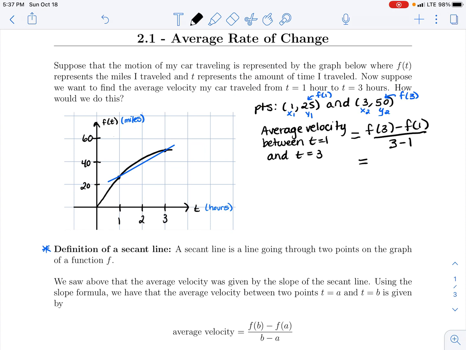Okay. And so plugging in here, I have that f of 3 is 50, minus f of 1, which is 25, over 3 minus 1. And so I get that this is 25 over 2, which is equal to 12.5 miles per hour. Okay, so don't forget the units if they're given.